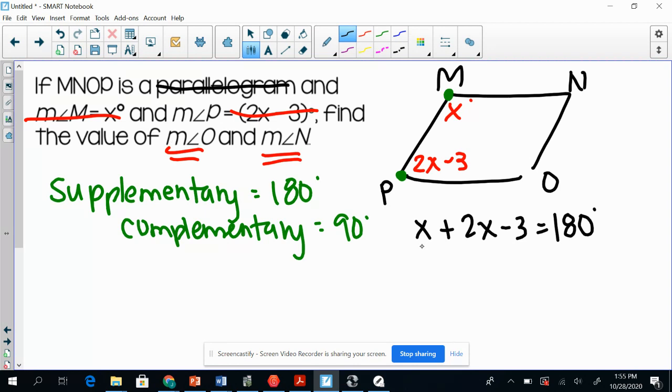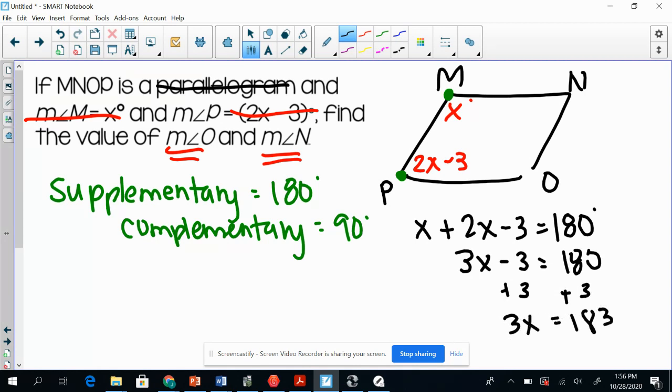Okay? So X plus 2X is going to be 3X minus 3 equals 180. Then we're going to add 3 to both sides. 3X equals 183, and we're going to divide by 3 on both sides. And that's going to give us 61. Now, again, this answer is going to be on your multiple choice test. It will be there, but that is not the answer to the question.